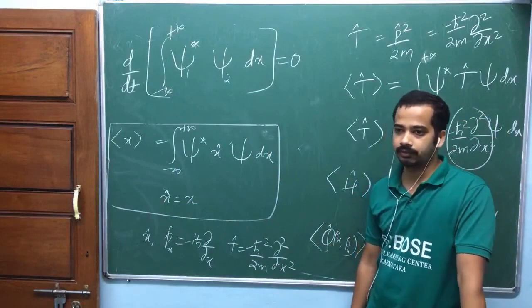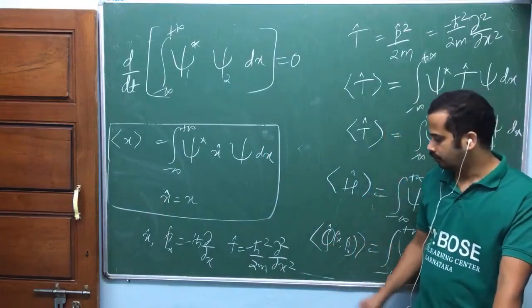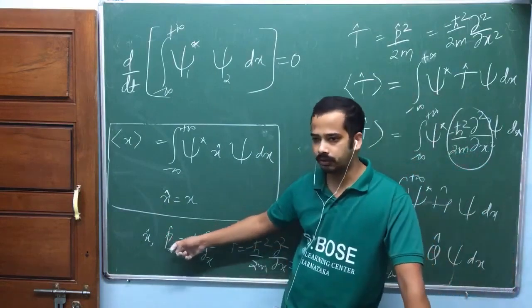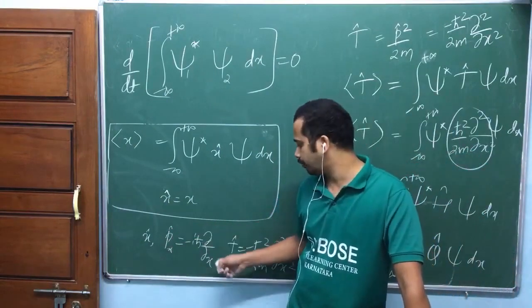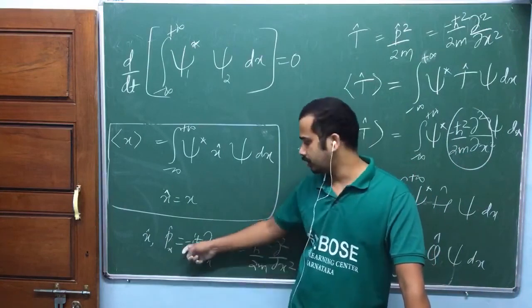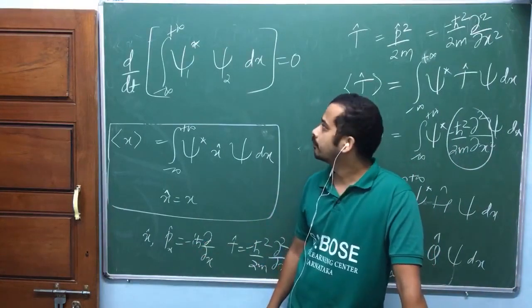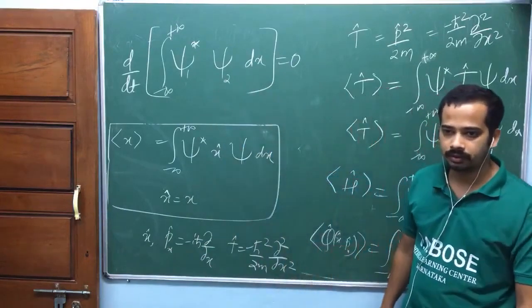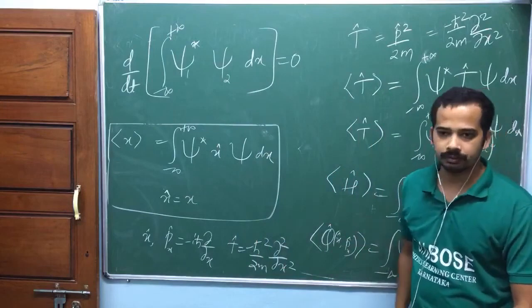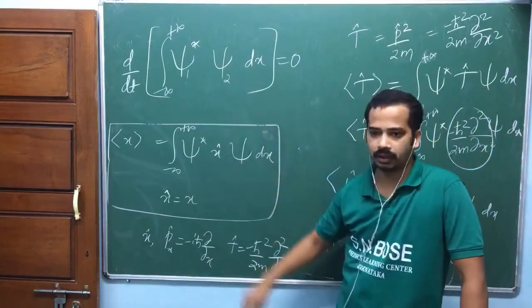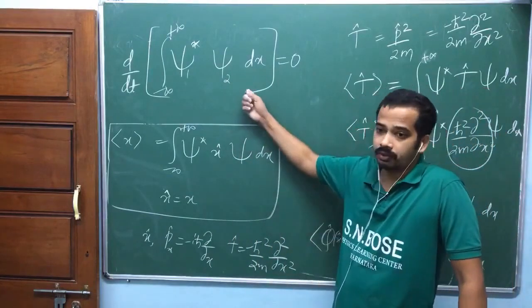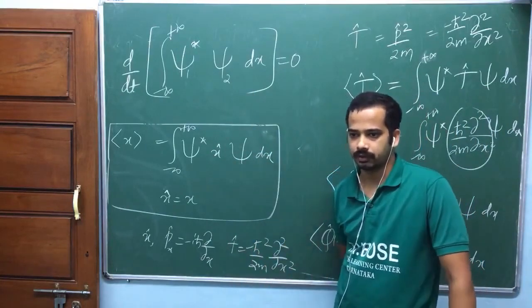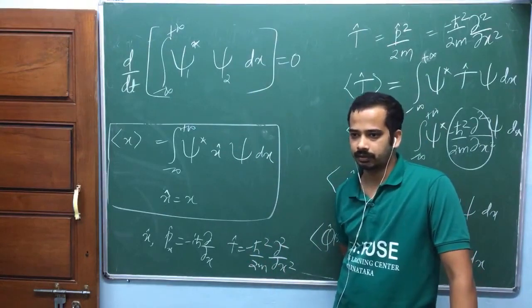Sir, if I take 2 dimensions, then it is dou square by dou x square and dou square by dou y square. So p x cap you define, p y cap you define as minus i h bar dou by dou y. Then the derivative will be... No, this is most general. This is even true for 3 dimensions. You can generalize this theorem to 3 dimensions, because of a property of the Schrodinger equation, I think. I didn't see the proof. Property of Schrodinger equation. Is that okay?